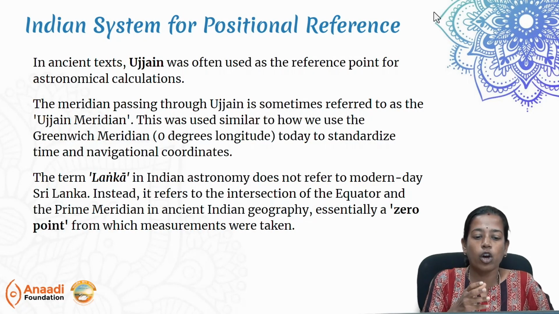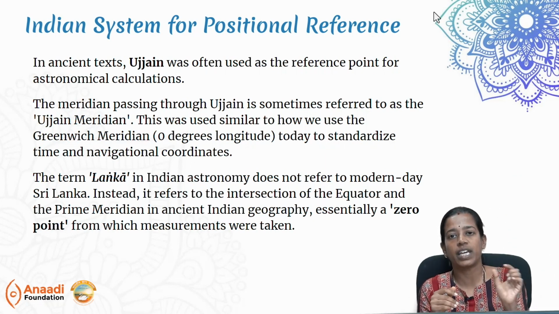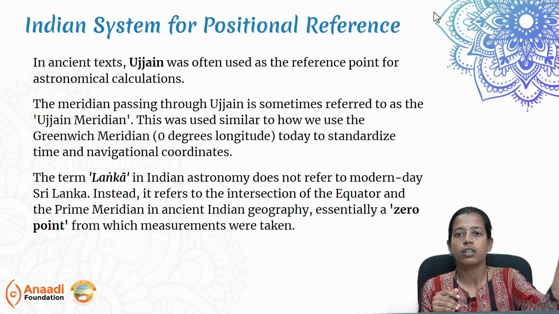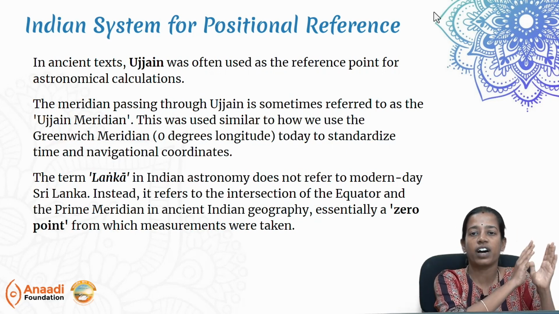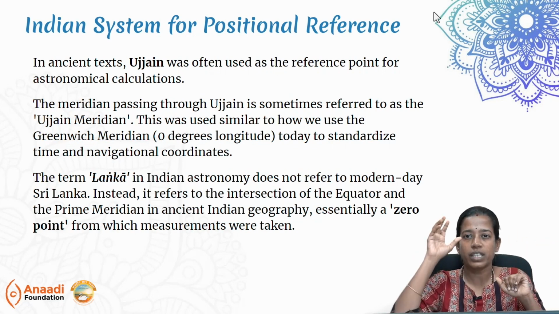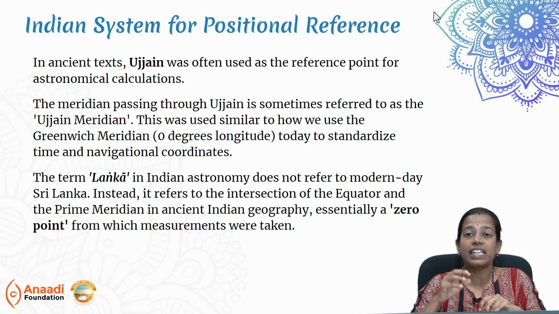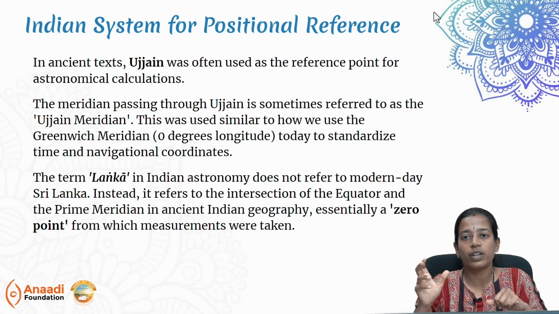Now, let us talk about the Indian system of positional reference. How do we calculate time these days? We have something called the Greenwich Meridian, GMT, a meridian that passes through a location called Greenwich, situated in the United Kingdom. India is considered 5.5 hours ahead of GMT. Using that we calculate our current day's time. But in those days, in the Indian astronomical tradition, Ujjain held a special place. So, the meridian that passes through Ujjain is taken for calculating time.